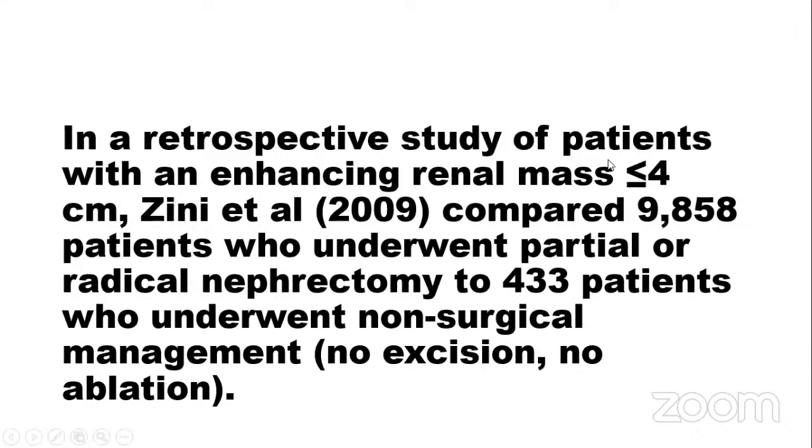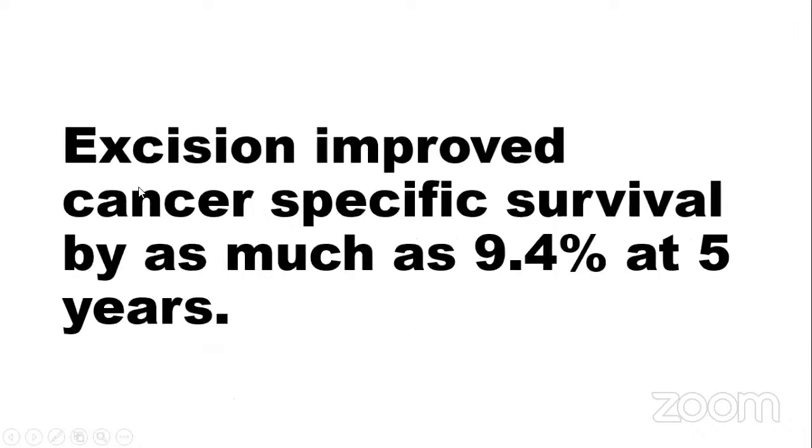In a retrospective study of patients with enhancing renal mass less than or equal to 4 cm, Zenith 2009 compared 9,858 patients who underwent partial and radical nephrectomy to 433 patients who underwent non-surgical management, no excision, no ablation. In this study, excision improved cancer-specific survival by as much as 9.4% at 5 years.